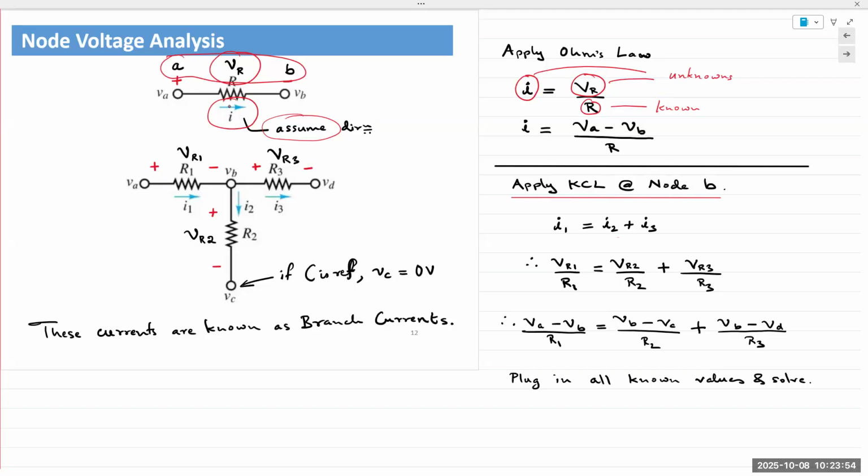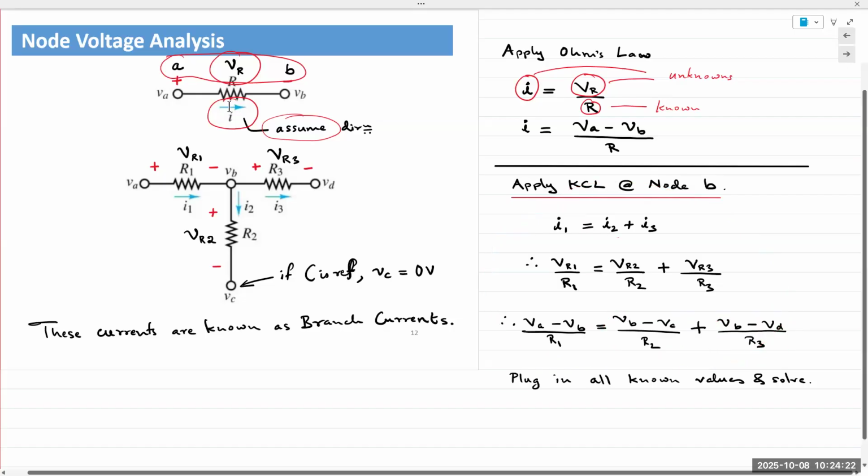So 8 different students could choose any one of those combinations, yet their final answer will all be the same. It will not change. Because if a student chooses exactly as I have shown here, they would have VA minus VB over R1 is equal to VB minus VC over R2 plus VB minus VD over R3.